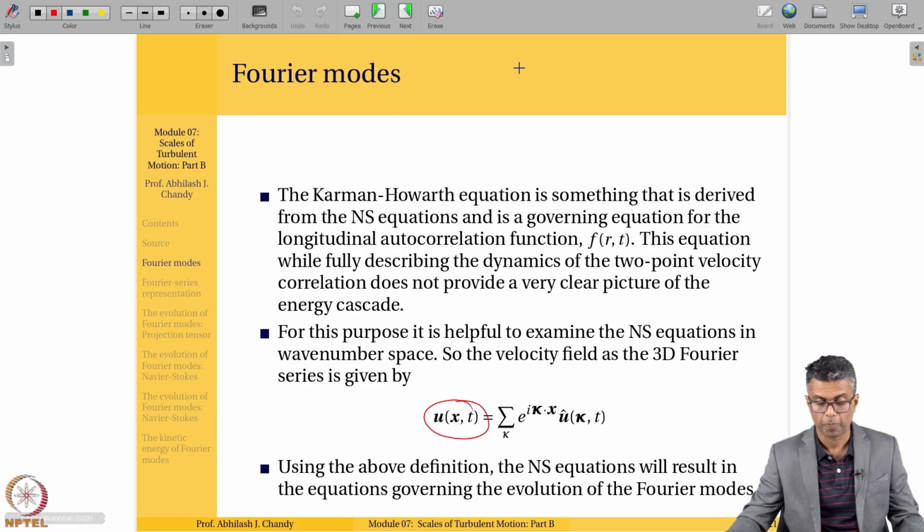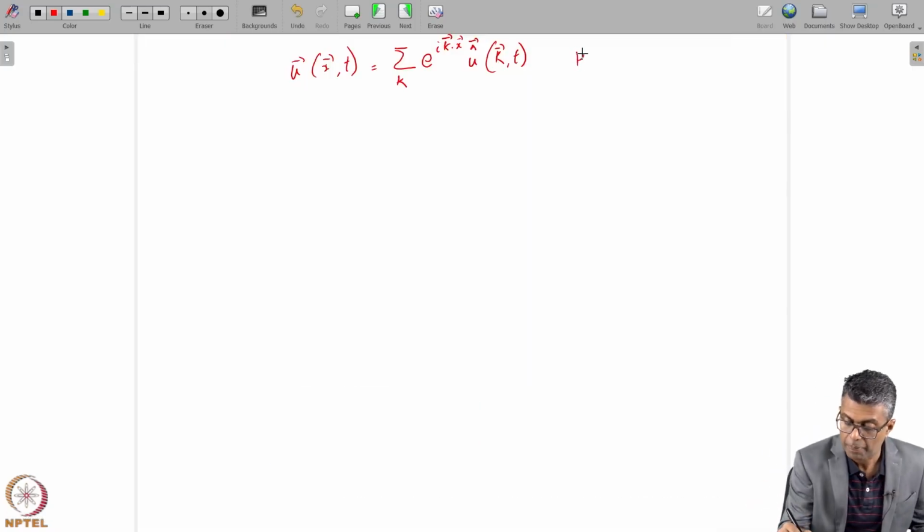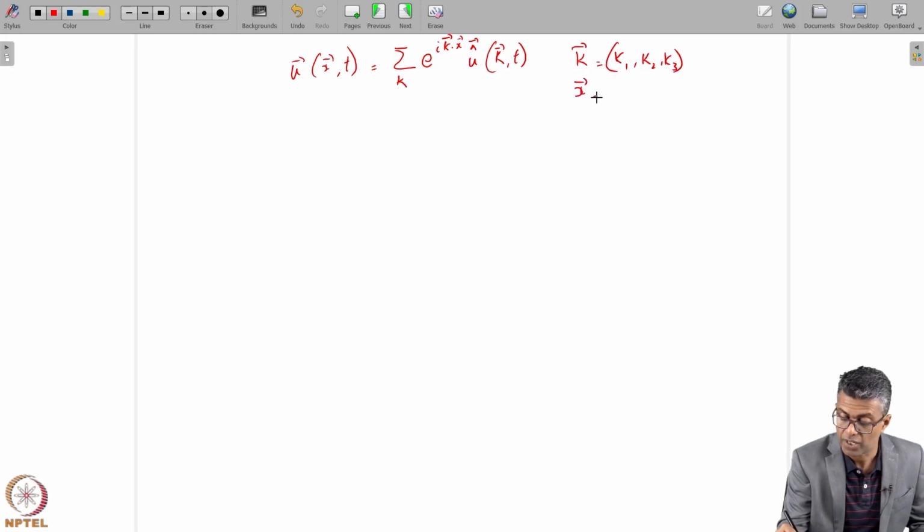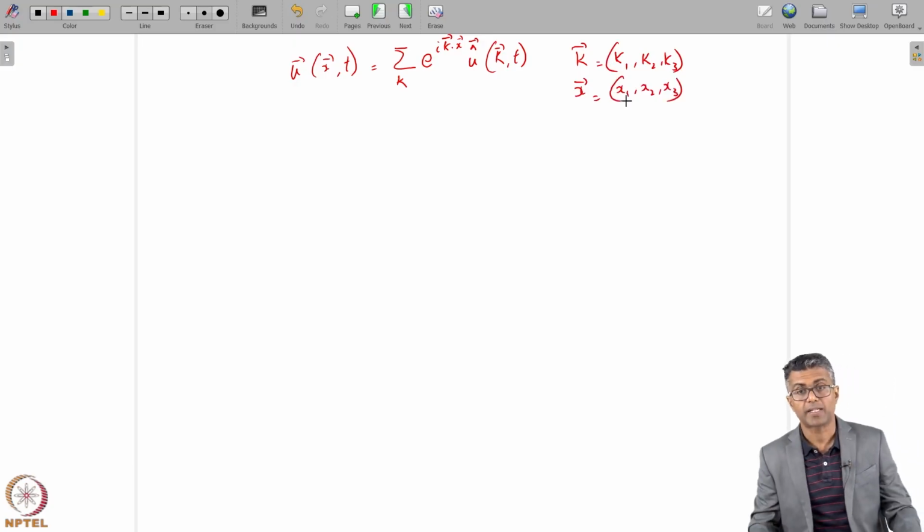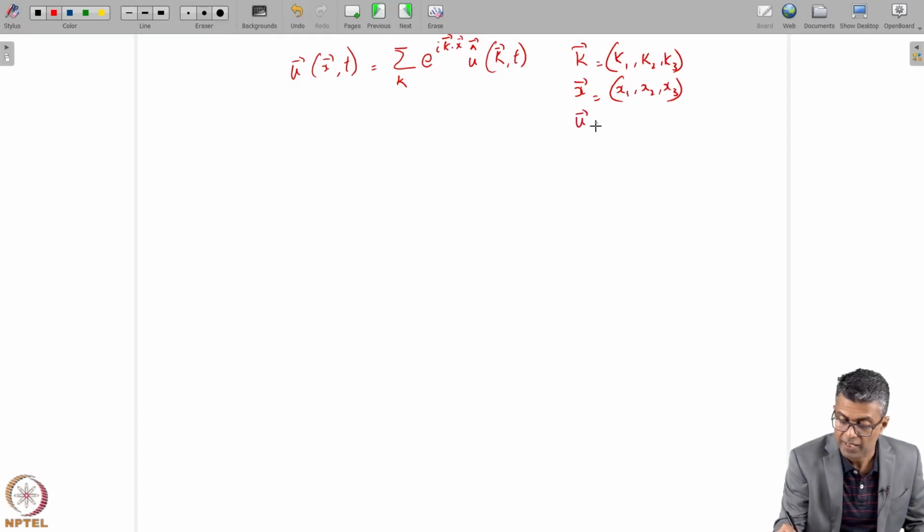Now keep in mind, kappa being a vector, it has three components, kappa 1, kappa 2, and kappa 3. X, the position vector, has three components again, x1, x2, and x3. Of course, x is a vector, and x1, x2, x3 are scalar components. U is again a vector and I have u1, u2, and u3. U hat, the Fourier transform, is again a vector, u hat 1, u hat 2, and u hat 3.